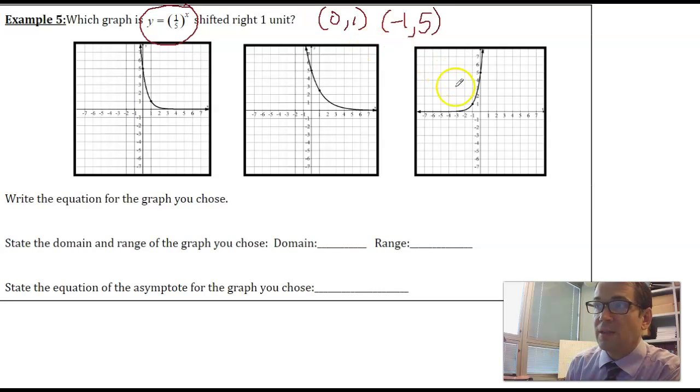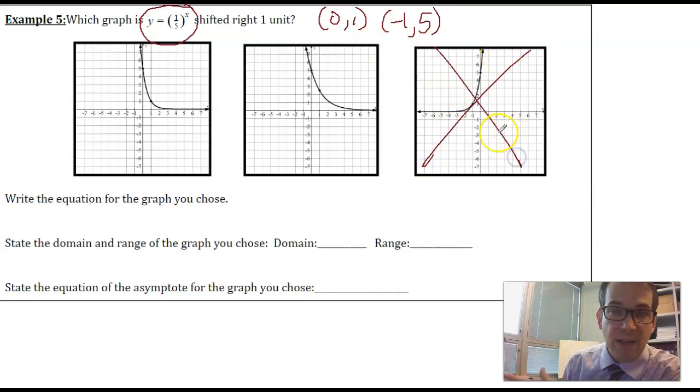And I'm looking for which one of these three graphs is these points shifted 1 unit to the right. First off, this choice doesn't even make sense because that's a growth graph. So we're down in between these two. And I'm noticing that this graph goes through (1, 1) and (0, 5), which to me seems like the 2 points (0, 1) shifted 1 to the right and (-1, 5) shifted 1 to the right. Whereas this graph goes through (2, 5) and (5).